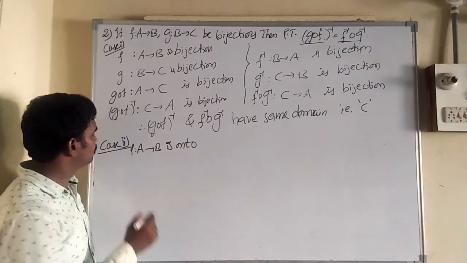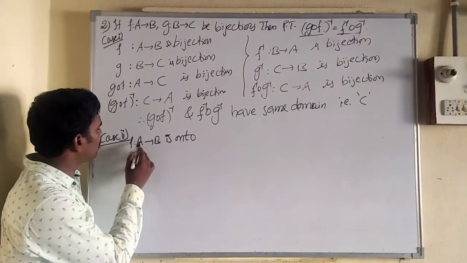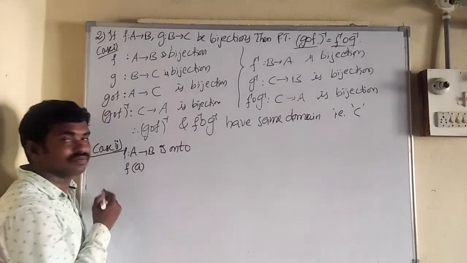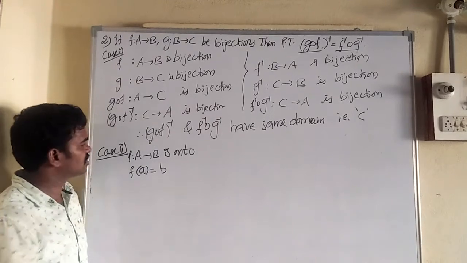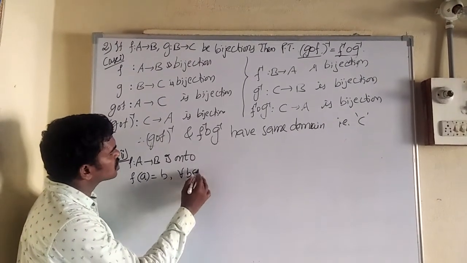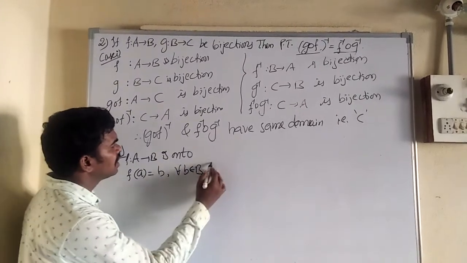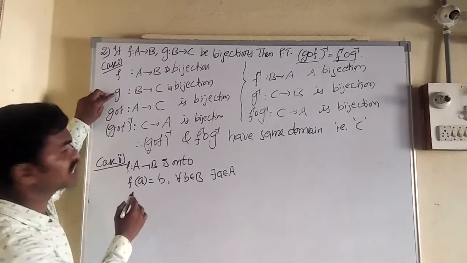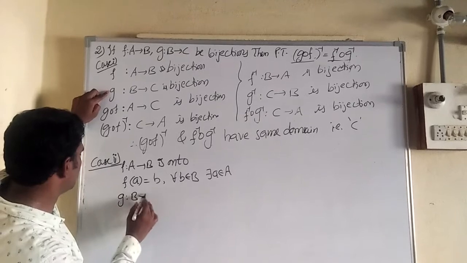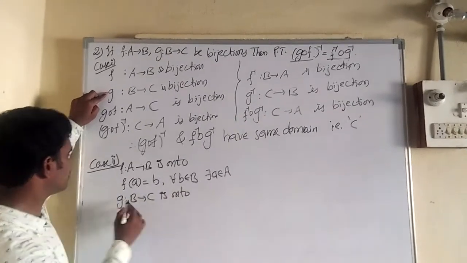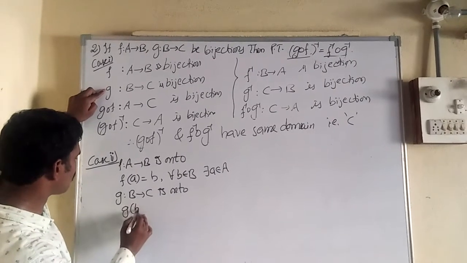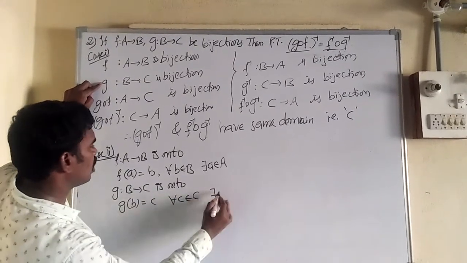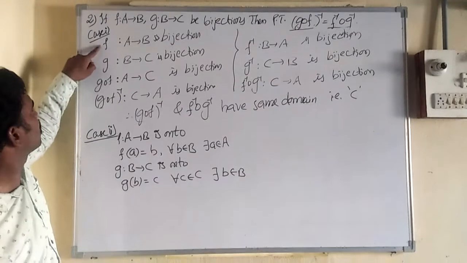F: A to B is onto means what? Tell me. Just now in the first question we simplified the definition. F of small a is equal to small b, for all b belongs to capital B, there exists a belongs to capital A. Next, after F, what is the second function? G. G maps from B to C is onto. So G maps from B to C is onto means what? G of small b equal to c, for all c belongs to capital C, there exists small b belongs to capital B. F completed, G completed.